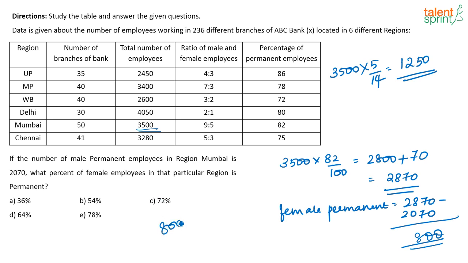So what is the ratio that we are looking for? 800 divided by 1250 into 100. What percentage of female employees are permanent? So this is the percentage that we are looking for. What will be your answer? Your answer will be 64%. Correct answer is option D.